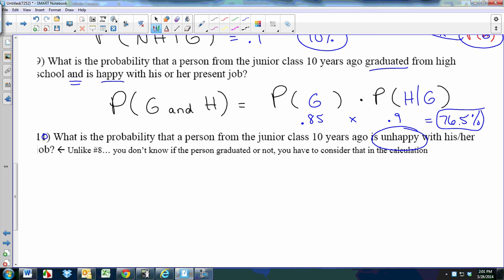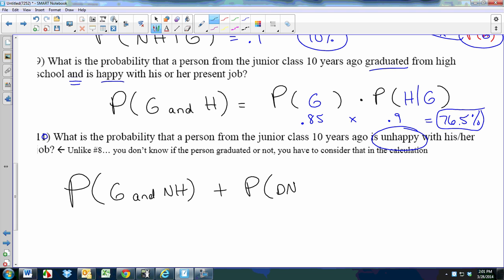So the phrase that we just said was that the probability is a graduate and they're not happy, or it's a person that didn't graduate and they're not happy. When you say the word or, remember from Learning Target 5, it's an addition. So the probability of a person that did not graduate, and not happy. So Alex, you were right. You're going to have to add them.